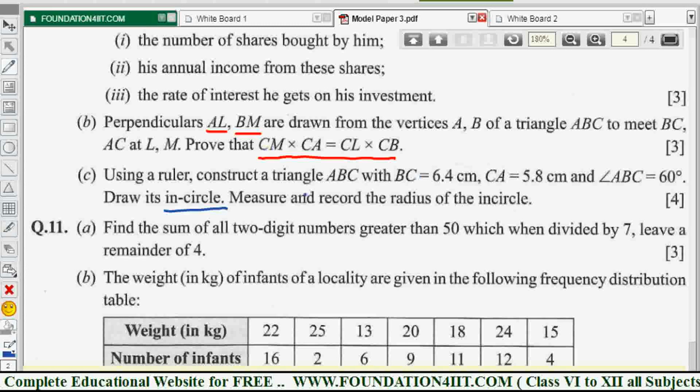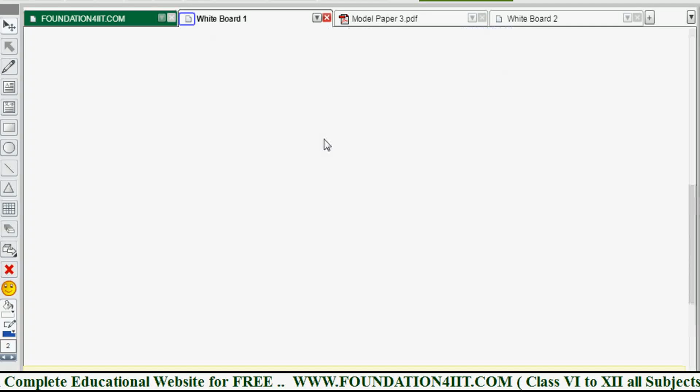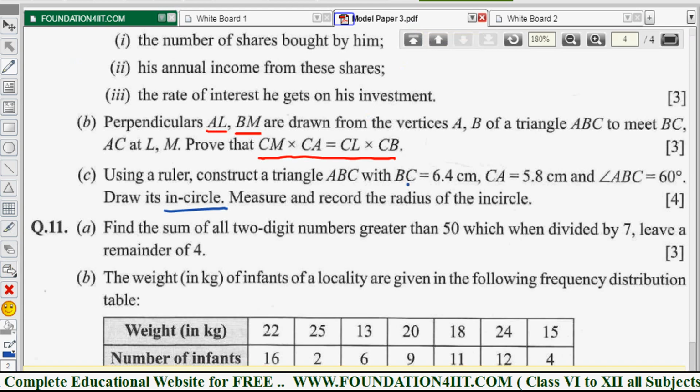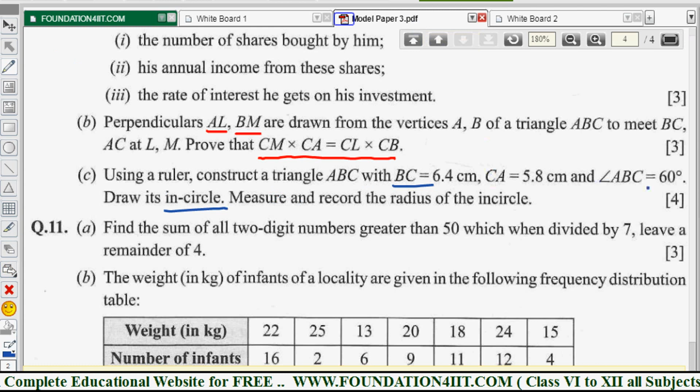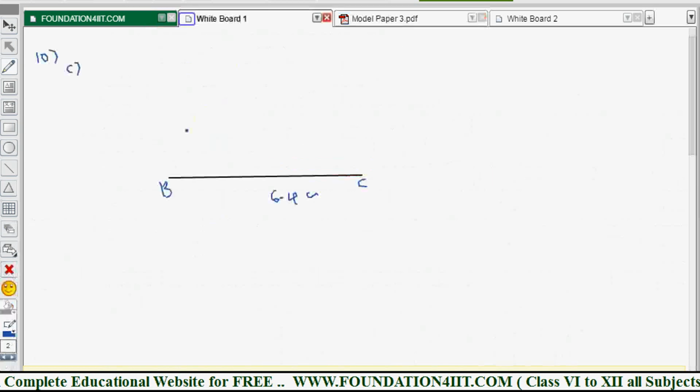Just roughly, I will show here. First, you should construct the triangle ABC. The full constructional videos are there on the same channel. I show it roughly, not exact measurements. Let us take base BC 6.4 centimeters, and angle ABC 60 degrees. For angle ABC you should take one more line, and that should be 60 degrees.